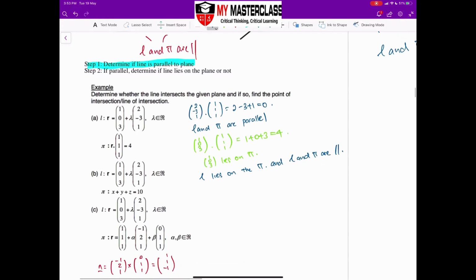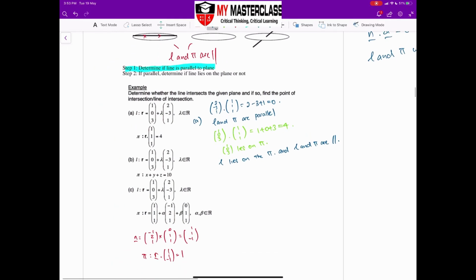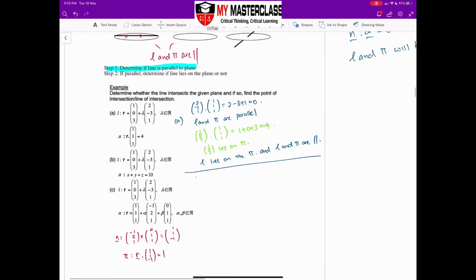So that's how we determine if the line is parallel to the plane and whether the line lies on the plane or not. So let's quickly do up part B. Same thing, for the plane equation, let me change it to the normal form for easier verification.